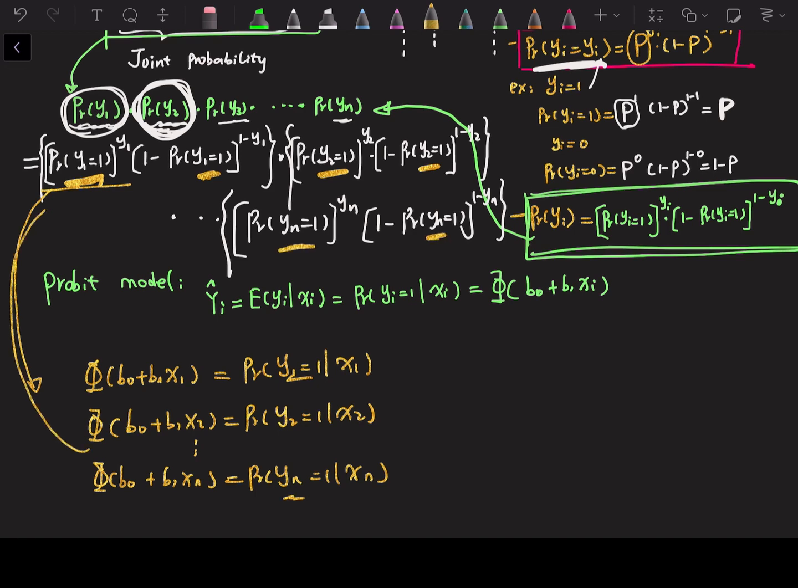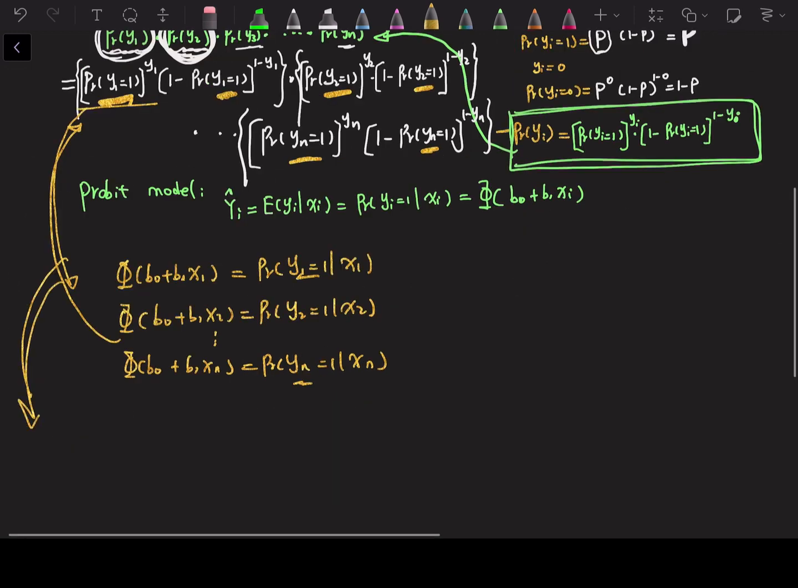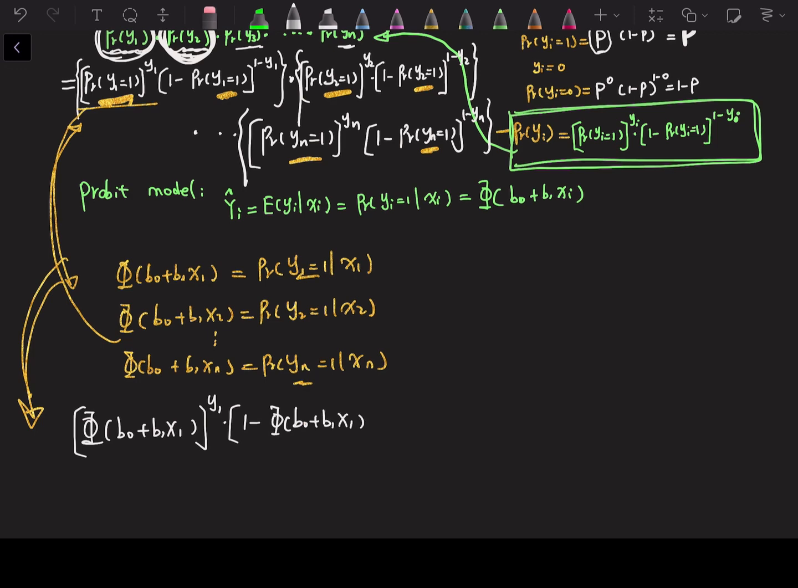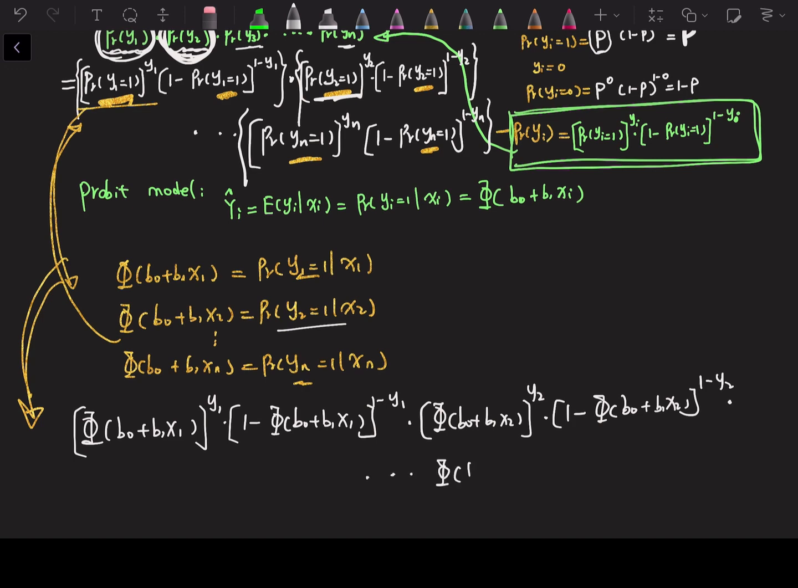And then we can plug this back into this equation. So the likelihood function is phi of b0 plus b1 x1 to the power of y1 times 1 minus phi of b0 plus b1 x1 to the power of 1 minus y1, times the probability for y2, phi of b0 plus b1 x2 to the power of y2 times 1 minus phi of b0 plus b1 x2 to the power of 1 minus y2, times all the way to the last term, which is phi of b0 plus b1 xn to the power of yn times 1 minus phi of b0 plus b1 xn to the power of 1 minus y sub n.